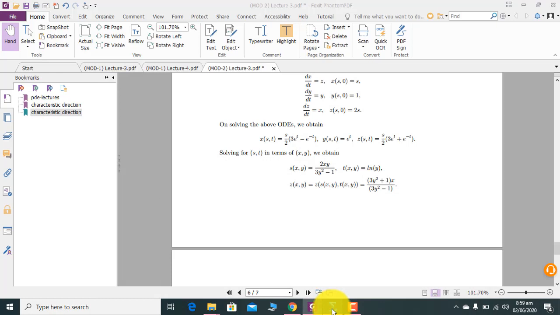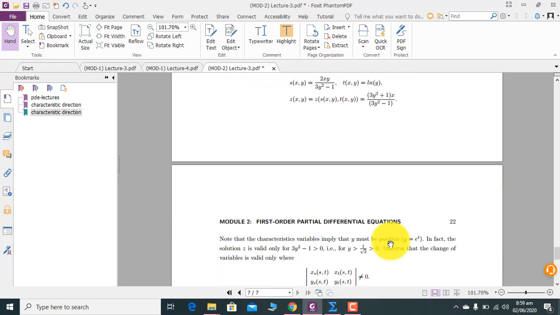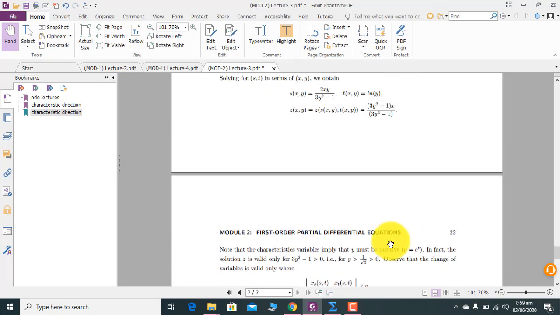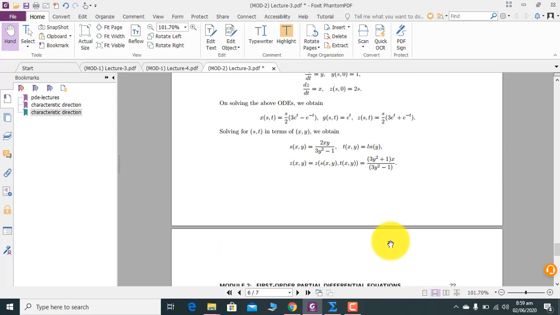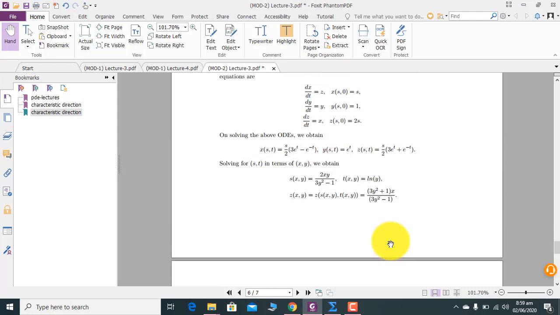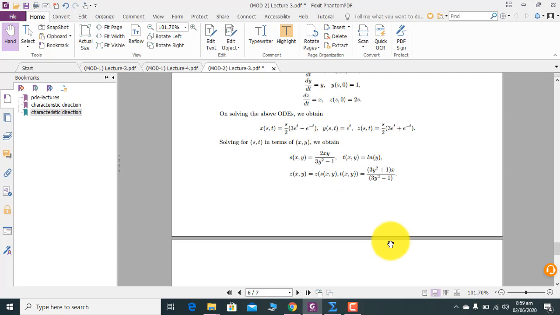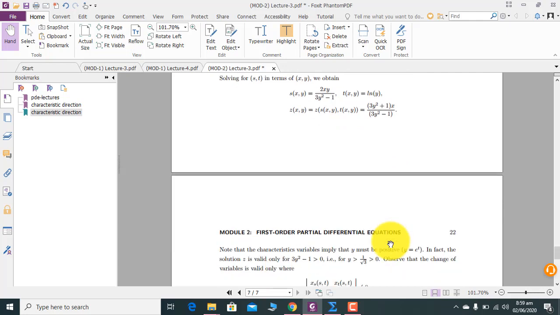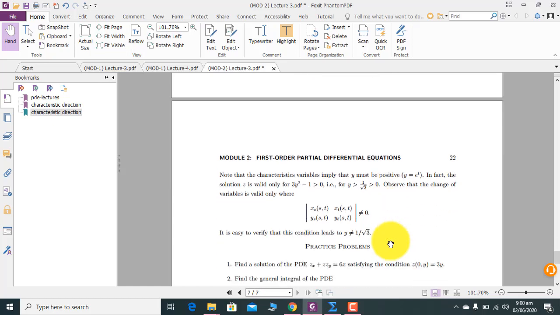And now you have to eliminate s and t and write the solution in terms of x and y. I have explained all this methodology there, and this is your exercise to eliminate s and t and find the solution in terms of x and y. It's very easy. Wherever s and t exist, write the expression in terms of x and y. You must know how to eliminate the variables, and this is your exercise to do that.